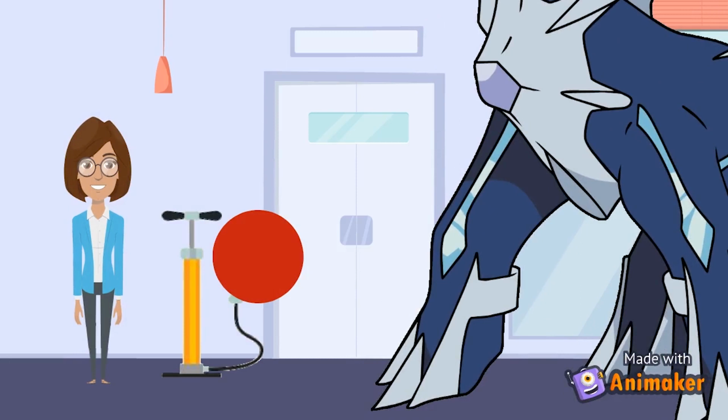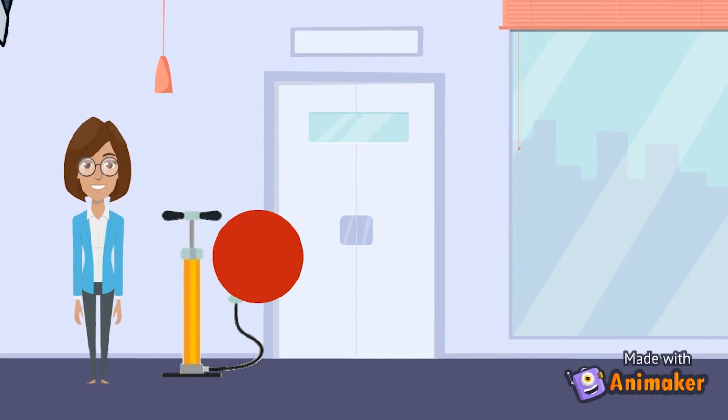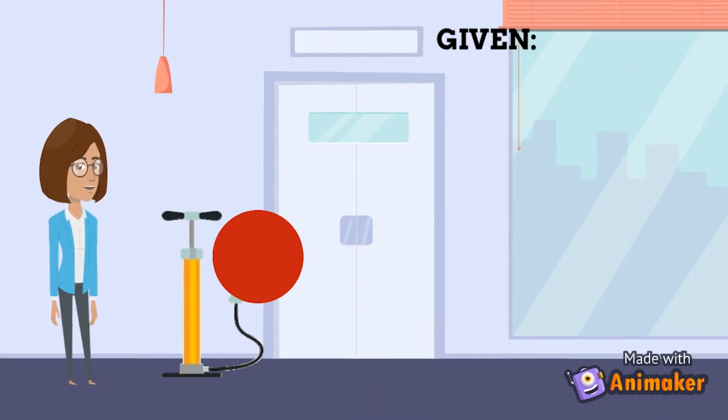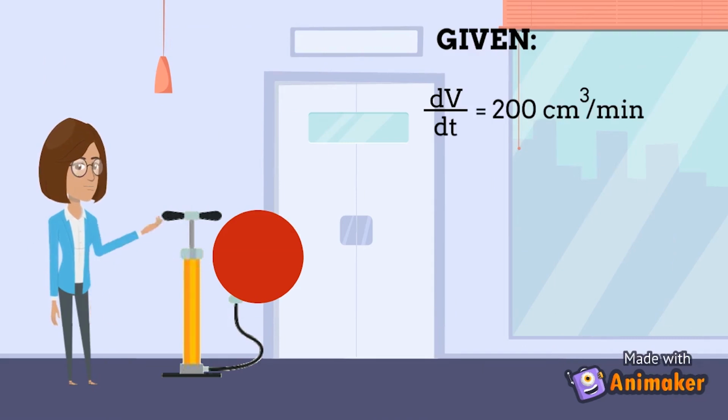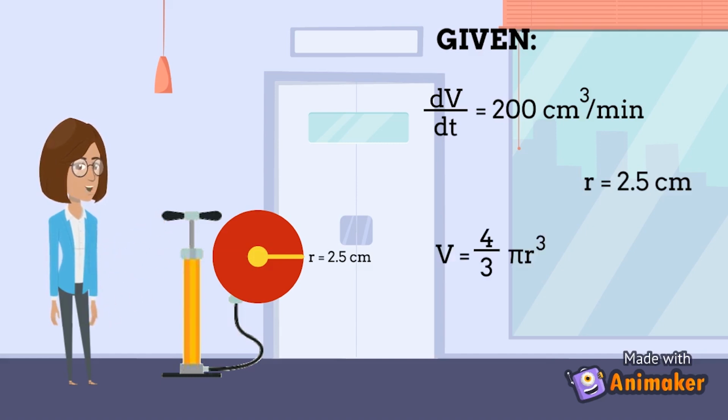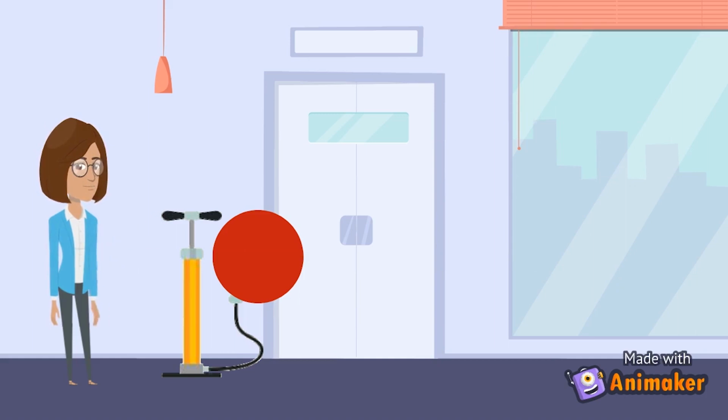A spherical balloon is being inflated at a rate of 200 cubic centimeters per minute. How fast is the radius of the balloon increasing when the radius of the balloon is 2.5 centimeters? Let's start with the given. We have dv over dt representing 200 cubic centimeters per minute. Small letter r representing the radius, which is 2.5 centimeters. The formula for a sphere's volume is 4 over 3 pi r cubed. And I have to find dr over dt when r equals 2.5 centimeters.